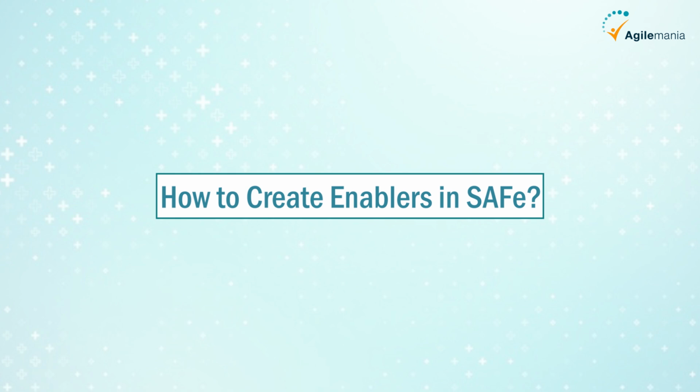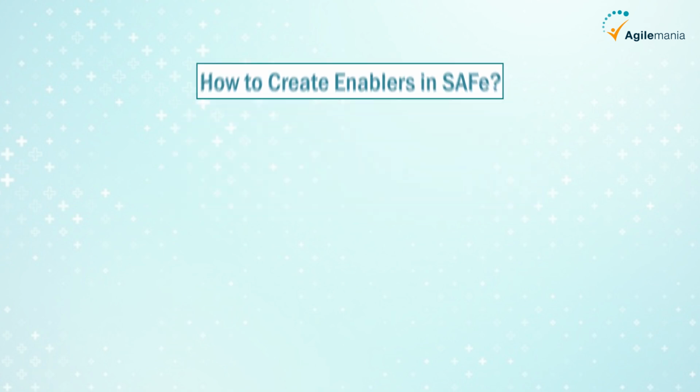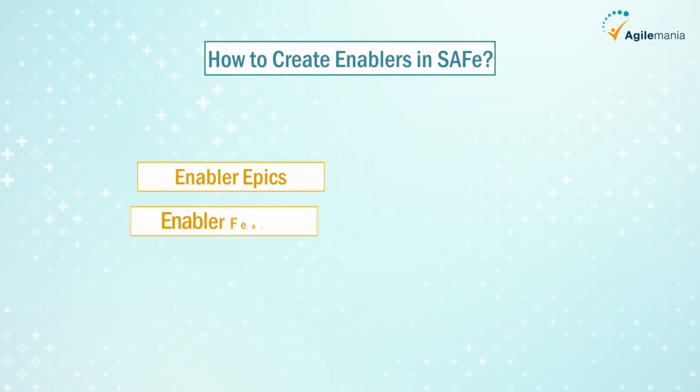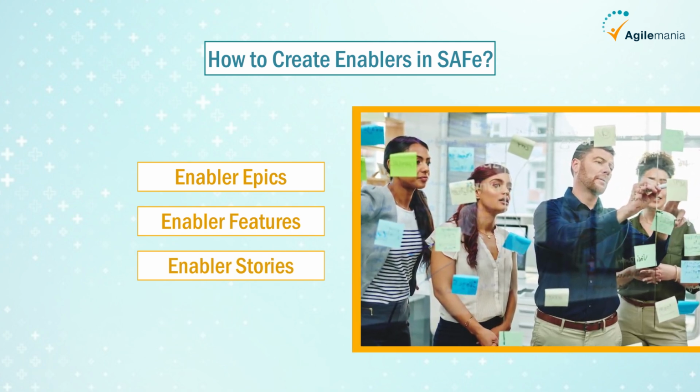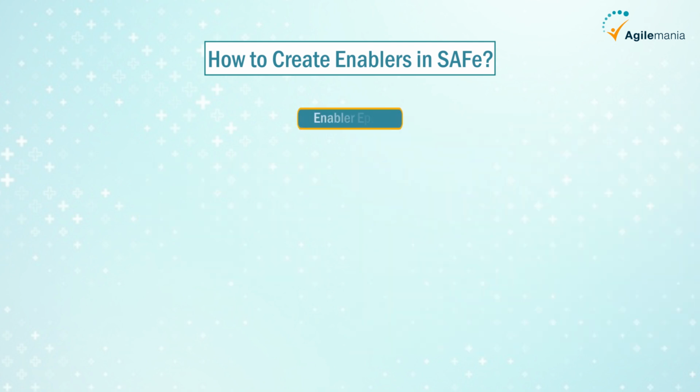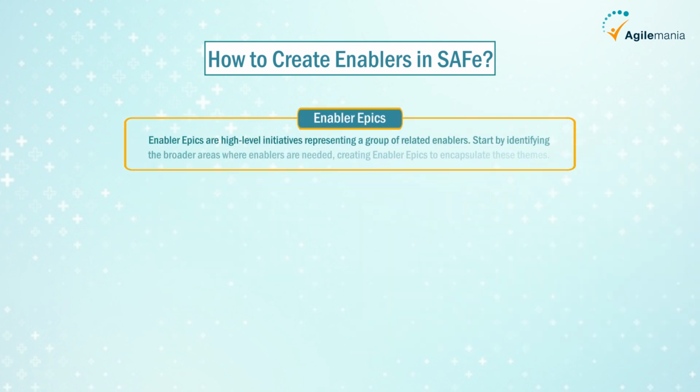But, how to create enablers in SAFe? Well, creating enablers involves breaking down the process into different levels of abstraction, including enabler epics, enabler features, and enabler stories. Here's a simplified guide. First is enabler epics. Enabler epics are high-level initiatives representing a group of related enablers. Start by identifying the broader areas where enablers are needed, creating enabler epics to encapsulate these themes.